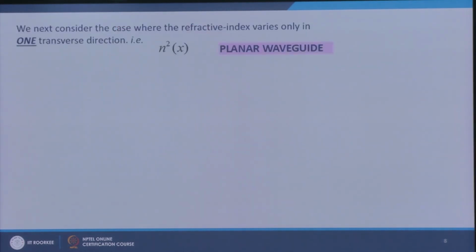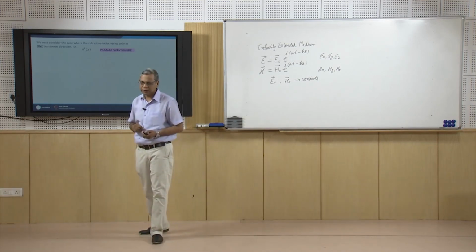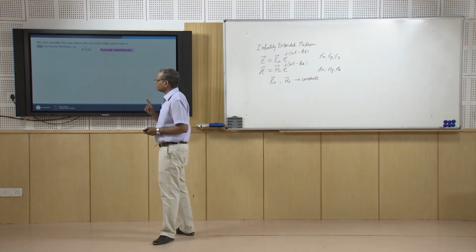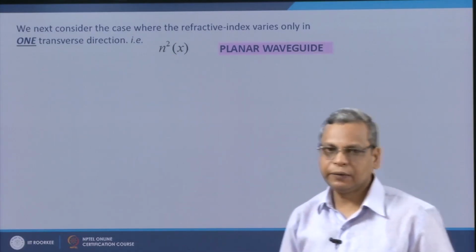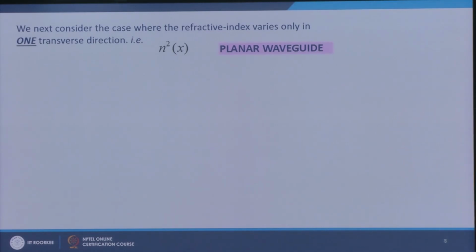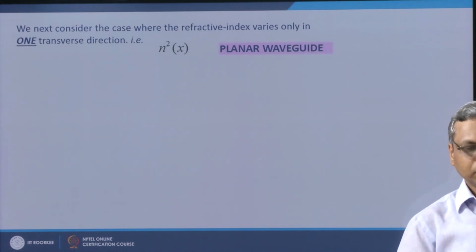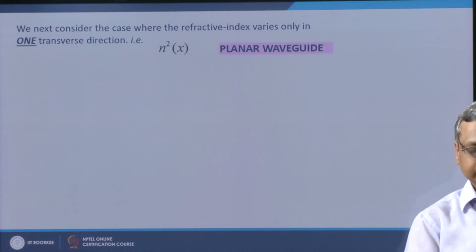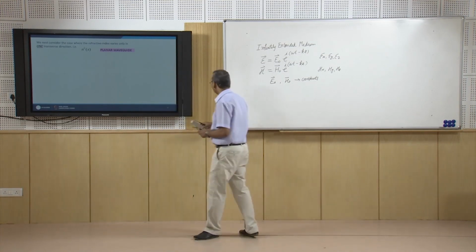Let me start with a very simple problem where I remove any index discontinuity even in the y direction. So, I take the simplest case where the variation of refractive index is only in the x direction. So, I have n square as a function of x only, and this is the case of, say, a planar waveguide. A waveguide something like this, where this is x, this is y and this is z. Where y is infinitely extended, z is infinitely extended, and you have index discontinuity only in the x direction. So, here you have different refractive index, here different and here different. So, n square is a function of x only.